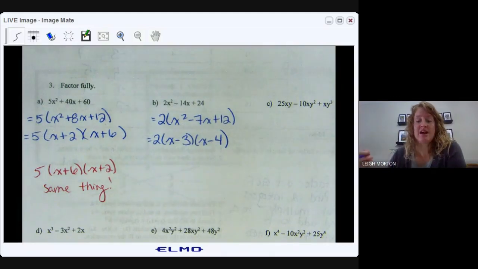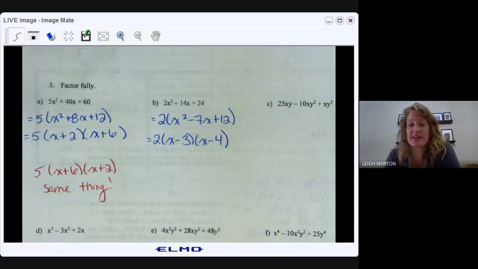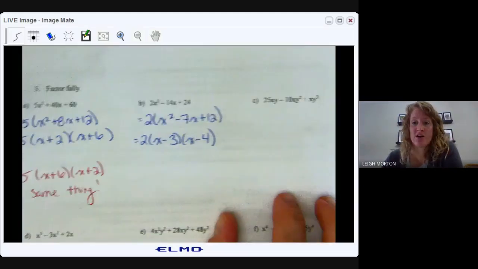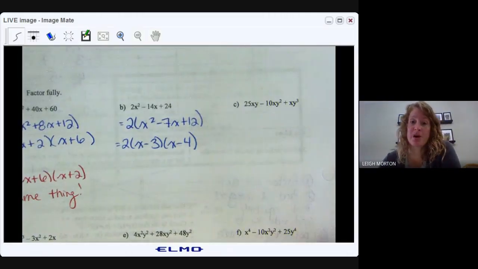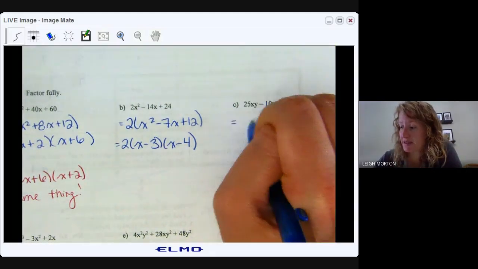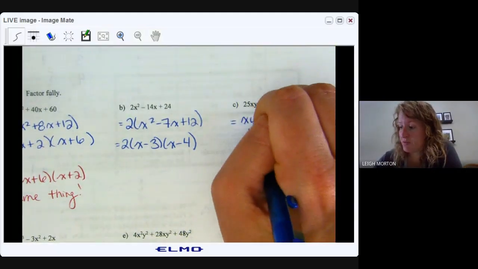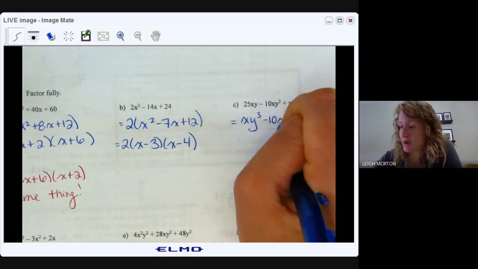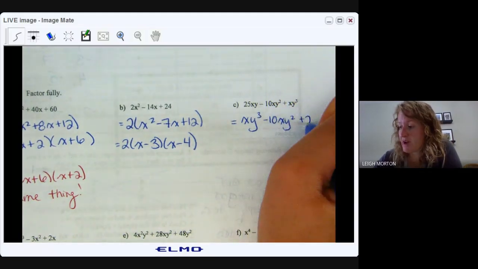C, D, E, and F are the same thing. However, now we're adding in a bit where part of the common factor is a variable. So first thing, if I look at C, well, I don't like it because it's not written in proper exponent order, which is descending, right? So I'm going to rewrite it as xy cubed minus 10xy squared plus 25xy.